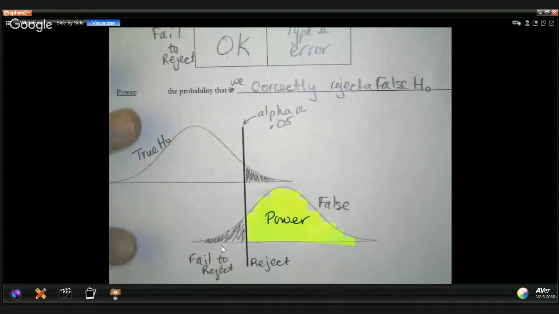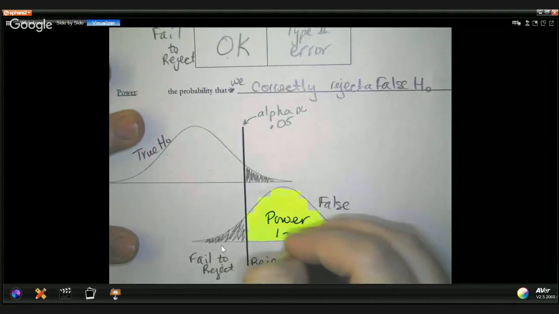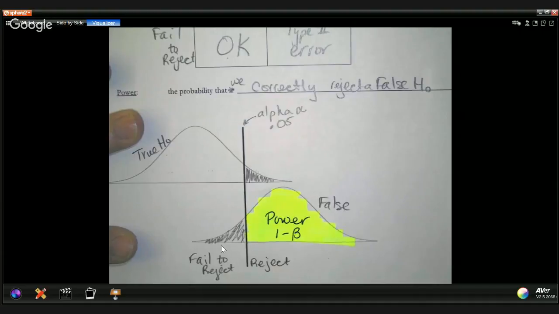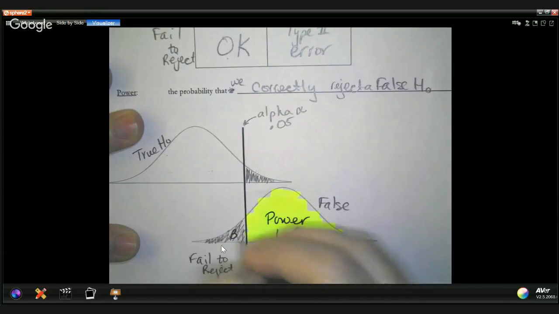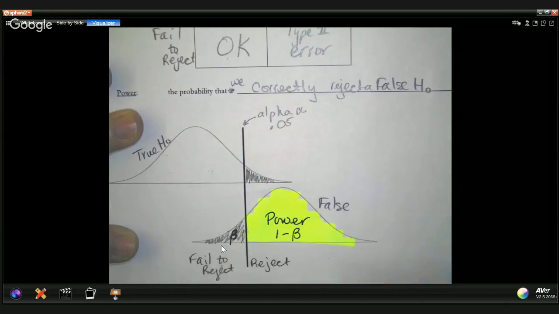Your power is 1 minus beta. Remember, beta is a type 2 error, which is right here. This is my type 2 error region right here. It's false, but I failed to reject it. And these together make 100%, so that's why it's 1 minus beta.